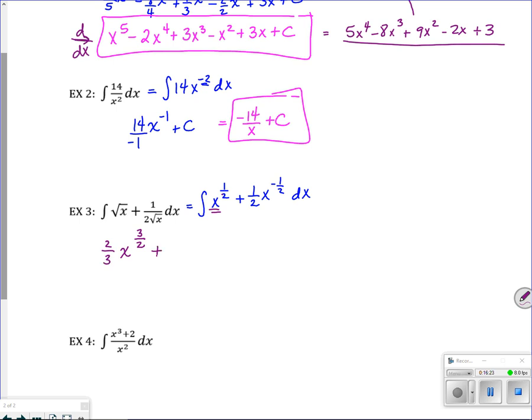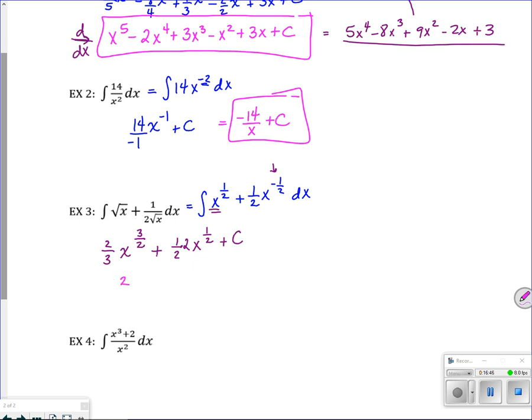Let's keep moving down the line. I have the 1/2. He's going to kind of stay. I'll clean up. I'll do this in a couple steps. Increase the power by 1. So again, negative 1/2 plus 1 is 1/2. Dividing by the new power. Dividing by 1/2 is multiplying by 2. And then I can't forget my plus c.